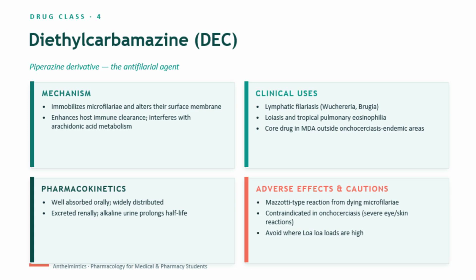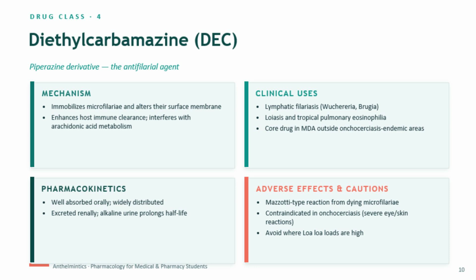Diethylcarbamazine, or DEC, is our dedicated antifilarial. It's a piperazine derivative that immobilizes microfilariae, alters their surface membrane, and enhances the host's own immune clearance. We use it for lymphatic filariasis caused by Wuchereria and Brugia, for loiasis, and for tropical pulmonary eosinophilia, and it's a core drug in mass drug administration, except in areas where onchocerciasis is endemic.